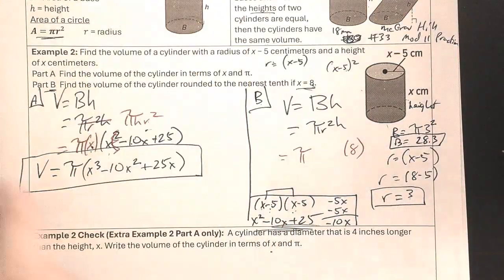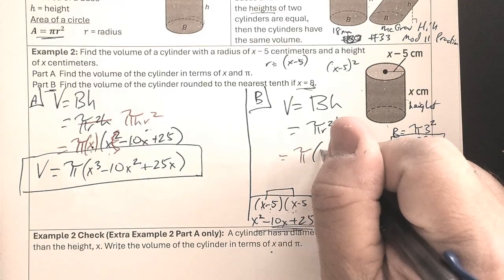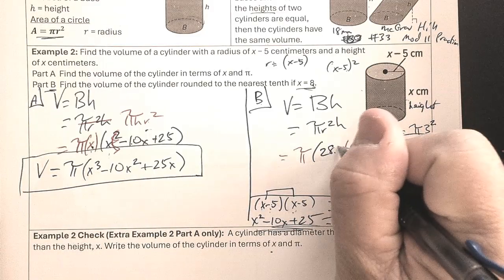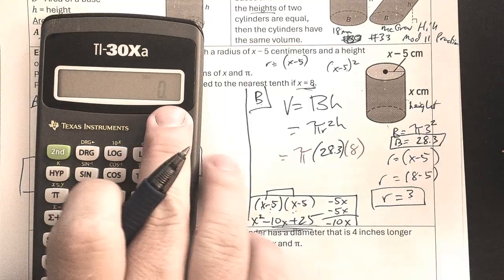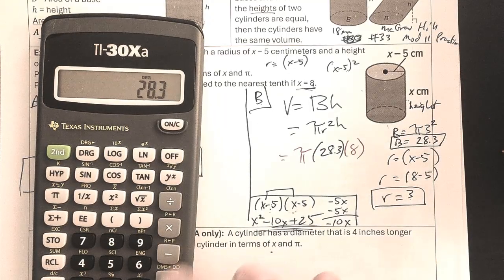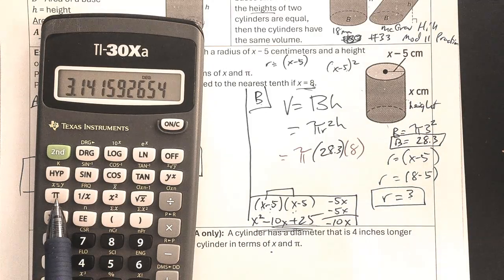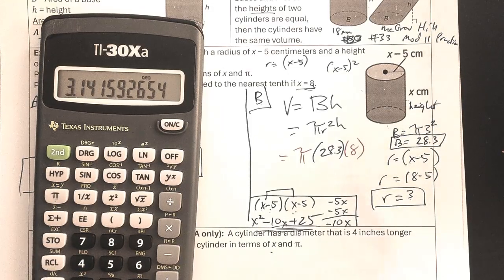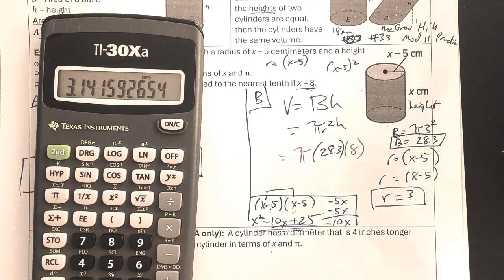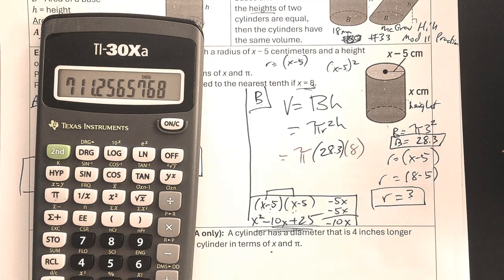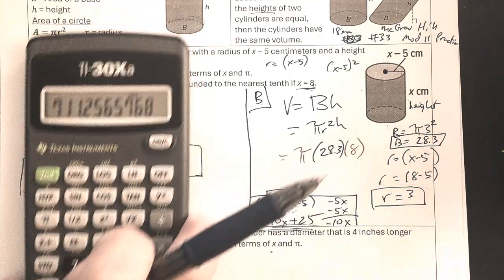Let me move this out of the way. Plug this in. 28.3. So now we have 28.3 times 8 equals times pi. And remember, I've told you guys, and anybody else, Miss Brailsford's class, whoever, unless it tells you pi equals 3.14 or something different in the problem, pi is this button right here. Now we have to hit equal. All right, so 711.25.